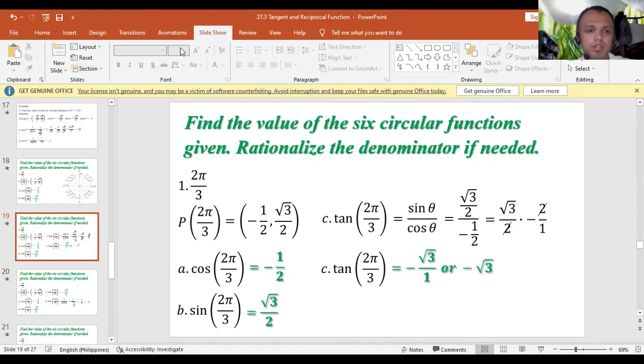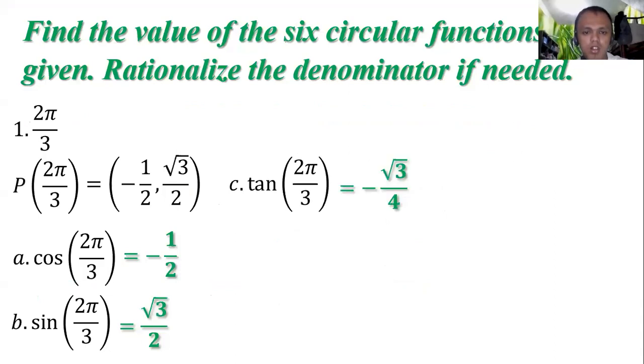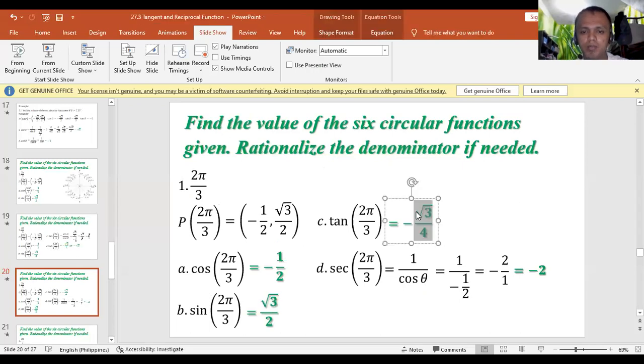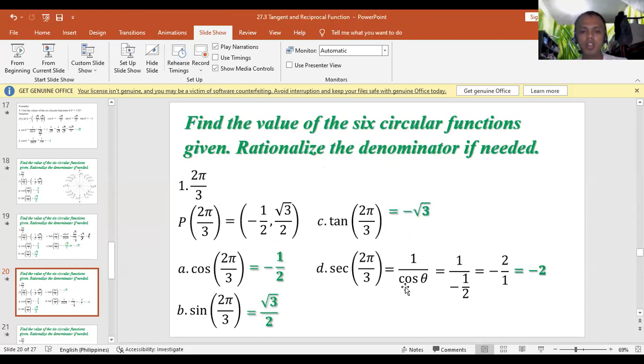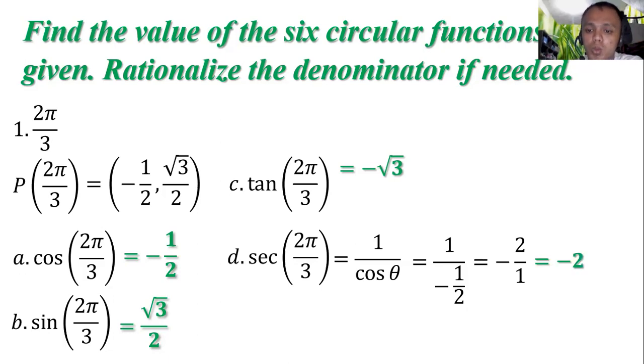Okay? Next. May mali na dito, class eh. Ayusin ko lang. Ito square root of 3 na to eh. Now, to find your secant of 2 pi over 3, we have 1 over cosine theta. So what is your cosine theta? We have 1 over negative 1 half. Then get the reciprocal of 1 half. We have negative 2 over 1 is equal to negative 2. Okay? So your secant theta here is negative 2.